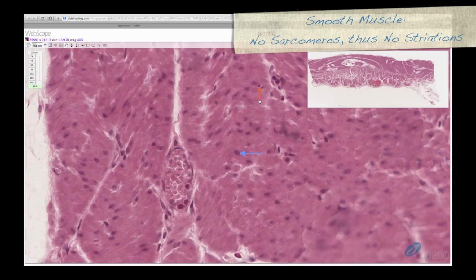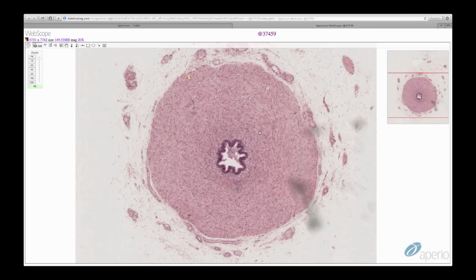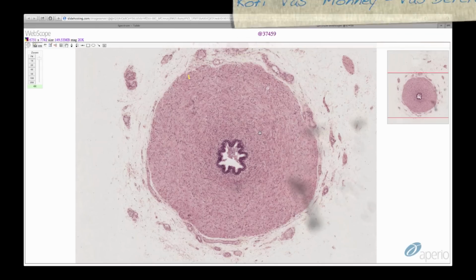Recall that smooth muscle is not organized into sarcomeres, and therefore smooth muscle is not striated in its appearance. We are fortunate to have our resident vas deferentist, Kofi Money, here with us today to point out some key histological features of the vas deferens, including abundant smooth muscle.